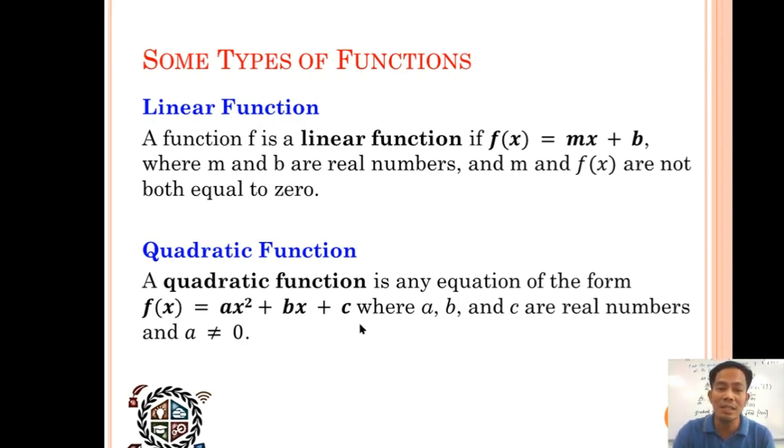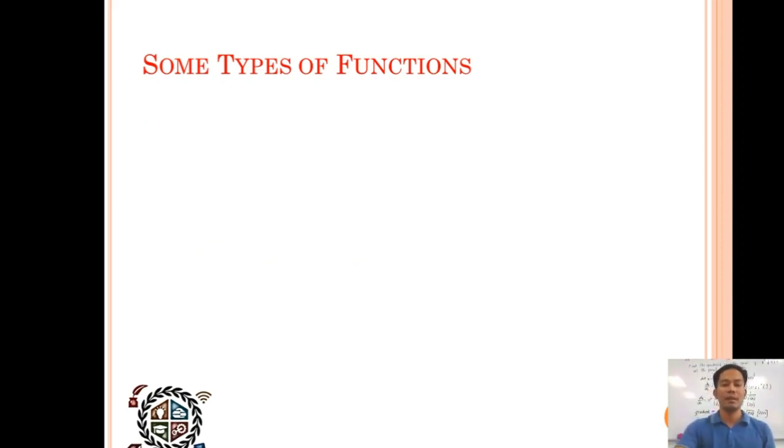So this is a quadratic function. Kailangan hindi 0 yung katabi ng x squared. Okay? When you say katabi, in English, you say numerical coefficient. Okay? Next. Another type is constant function.